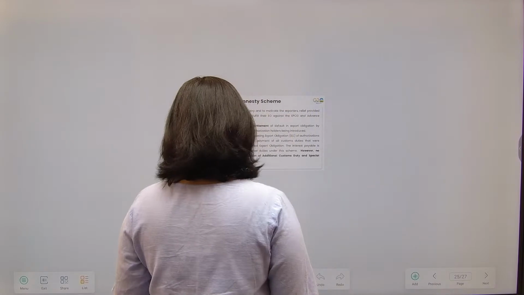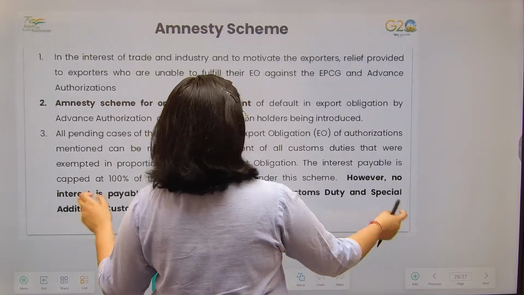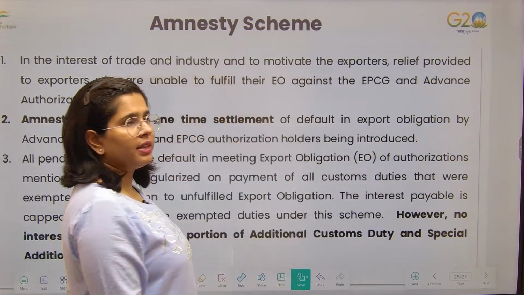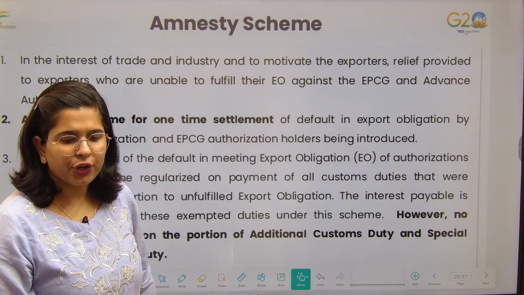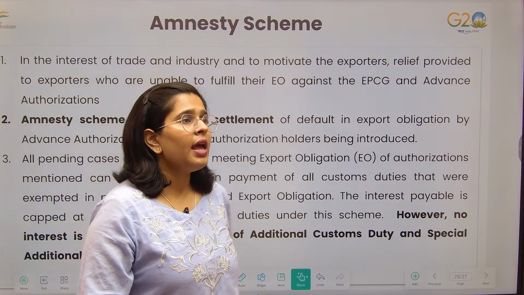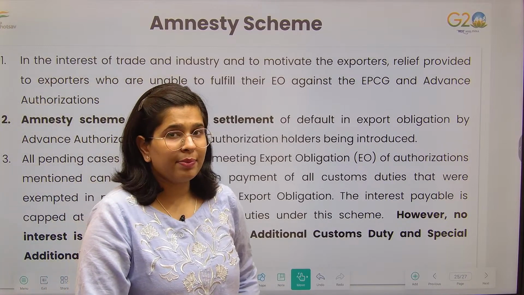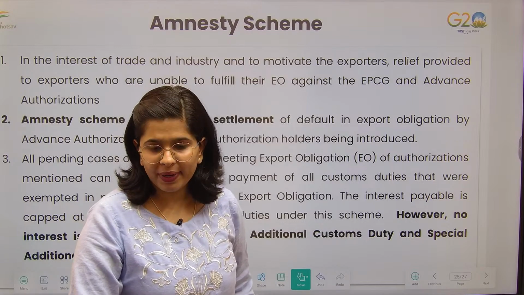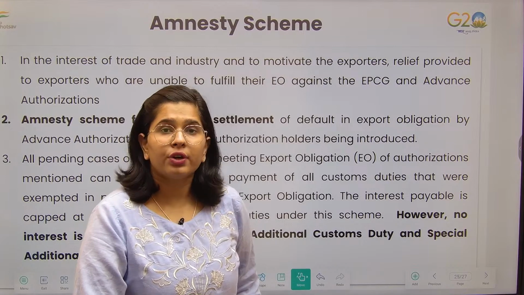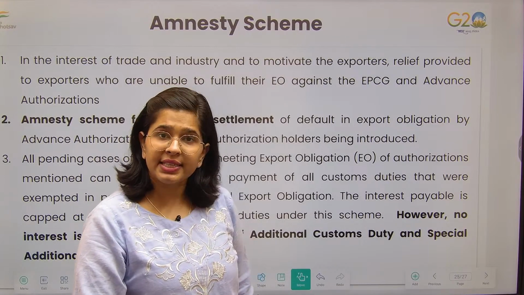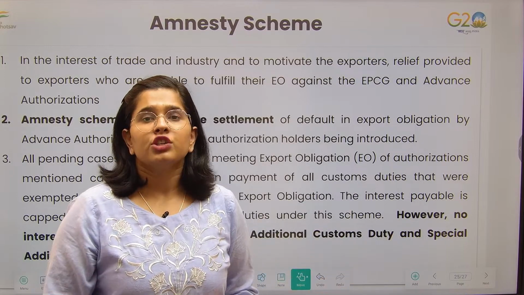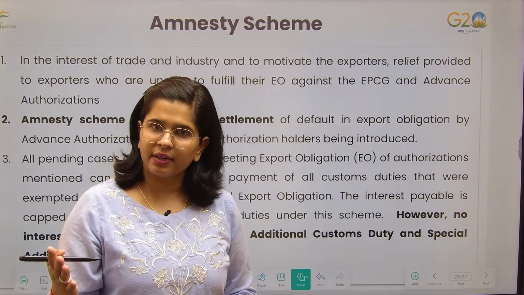Next is the MNST scheme. See, suppose you have taken the advance authorization or you have been a beneficiary under the EPCG scheme. Fine, but you have not been able to fulfill your export obligations, right? So it means you are a defaultee, correct? You should return the benefit that you have received. Government gave you a waiver of the duty, so you have to refund it, you have to return it, right?